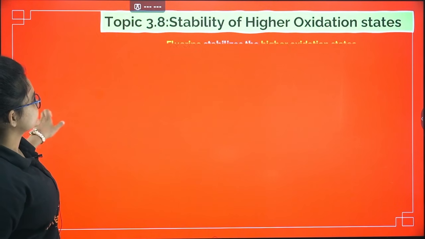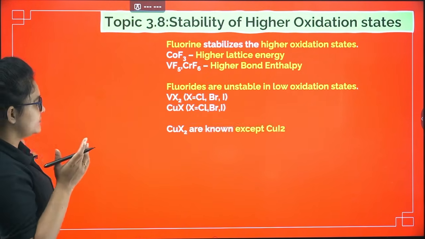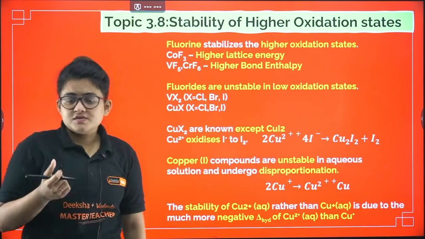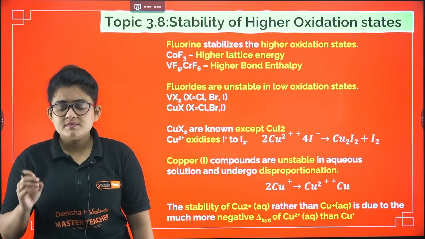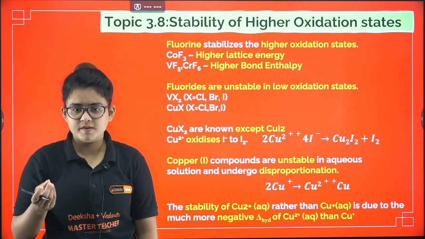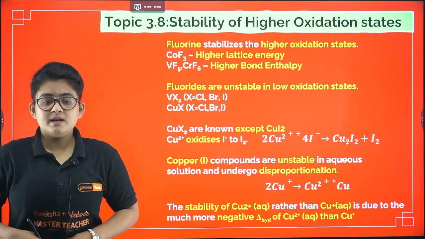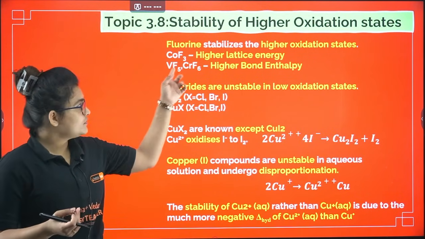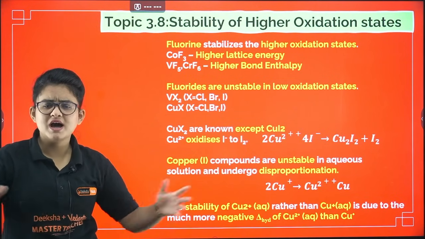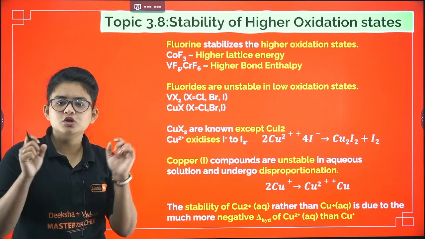Let's proceed. Stability of the higher oxidation state, here we will discuss. First we will discuss fluorine. Fluorine, to some extent, stabilizes the higher oxidation state whenever it is bonded with a metal, like you can see CoF3, because of the lattice enthalpy. Another case you can see is VF5 type of compound, CrF6 type of compound, because of the higher bond enthalpy. Now, fluorides are unstable in low oxidation states.